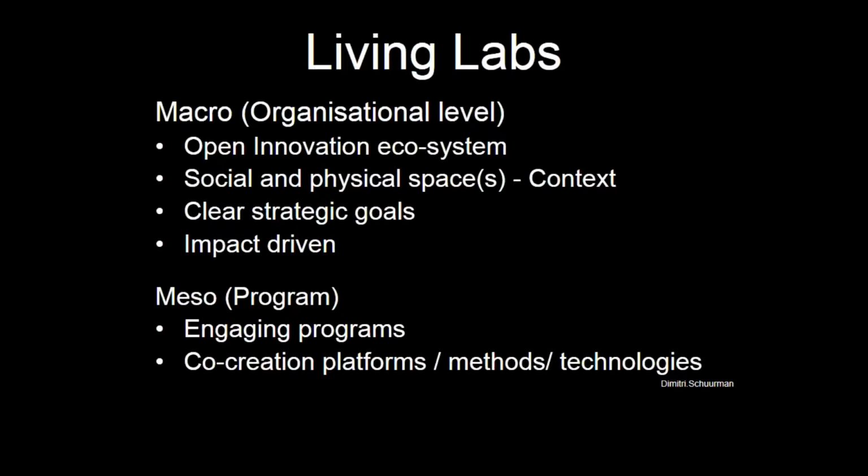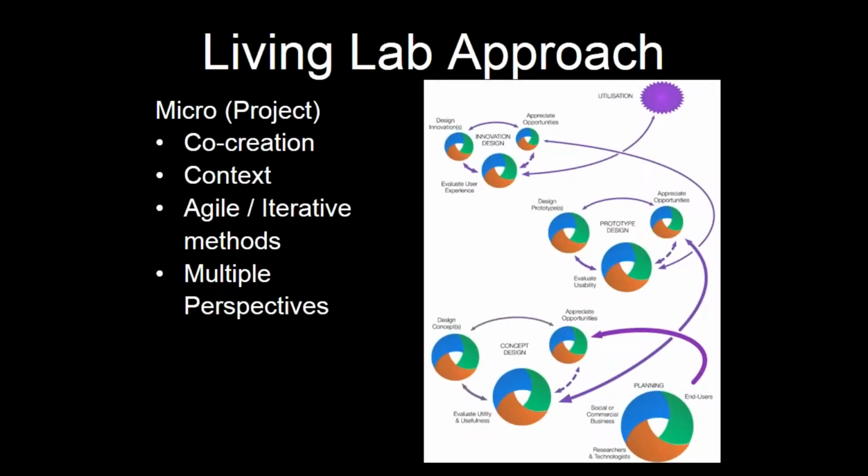The level below that is the programs of work: engaging programs that look at specific areas of interest, and provide the co-creation tools and platforms that work across that program. Then at the micro level, we have the projects. This is where we're using co-creation methodologies, specific physical contexts, and iterative and agile methods to go from the idea and initial concepts through to prototyping, final design, testing, and utilization.